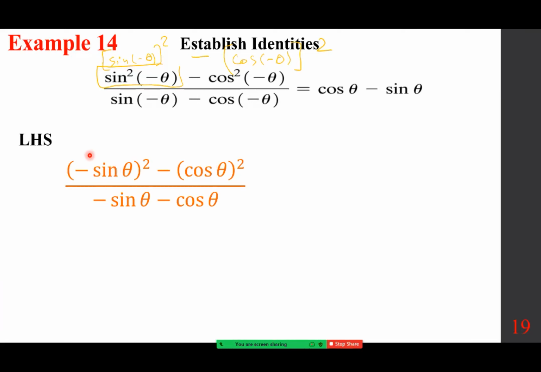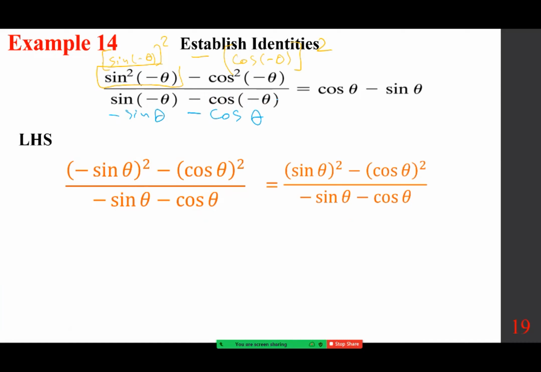So when you square this, you get sine squared. When you square this, you get cosine squared. So you get sine squared theta minus cosine squared theta. This one is minus sine theta minus cosine theta. So again, I want to make sure we realize what's happening. This is minus sine theta minus cosine theta. All right, so for the numerator, we're going to factor it into sine theta minus cosine theta times sine theta plus cosine theta.